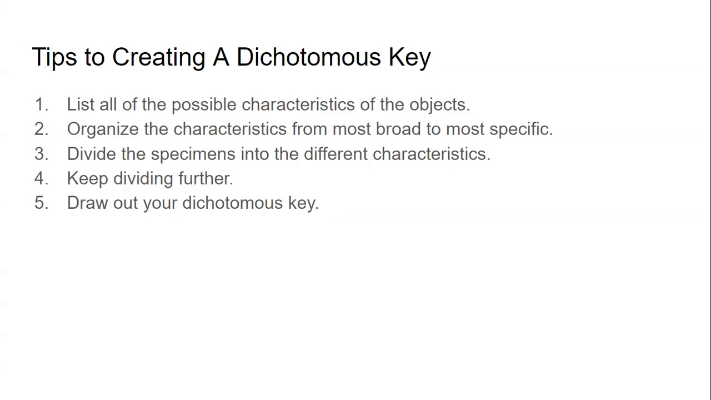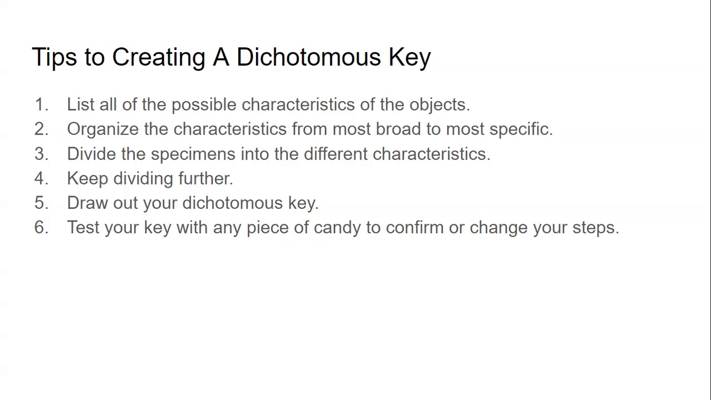Then you're going to draw out your dichotomous key on your paper. And then the last and most important step is to test your key with any piece of candy to confirm or change your steps. If you go through your dichotomous key and you don't get the correct answer, then that means you need to fix something and change it. If you go through and everything looks really organized and neat, then you're good.